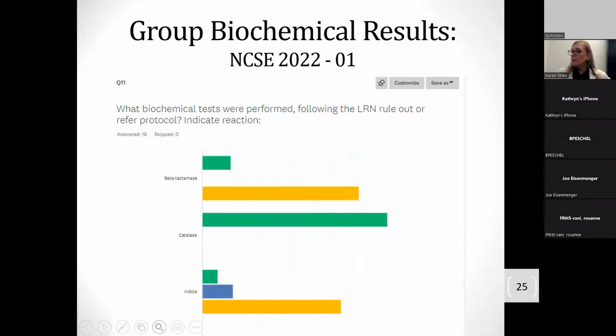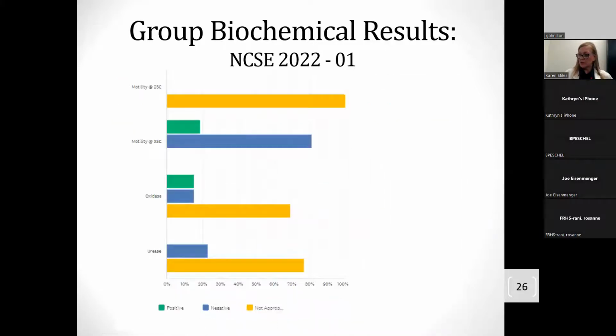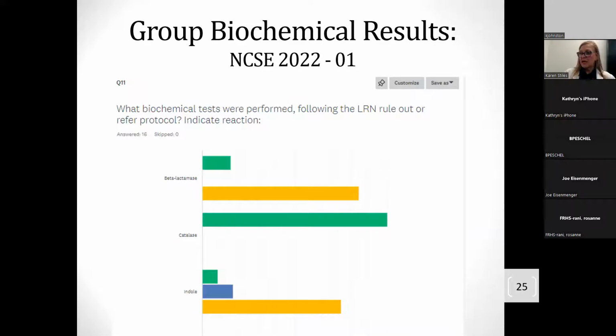Okay, what testing was done? Well, I'm going to go down the list. I think it was just put alphabetically. I don't have the key here, but if I remember right, yellow is not appropriate, blue is negative, and green is positive. So going back, beta-lactamase: a majority of people felt that it was not appropriate to do it. Now, let's talk about that for a second.